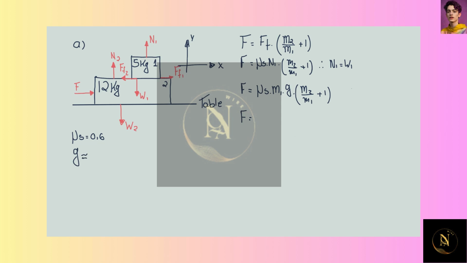Remembering that G is approximately 9.8 meters per second squared, we get that F is equal to 0.6 times 5 times 9.8 times 12 divided by 5 plus 1. And this gives a maximum force of approximately 100 newtons. So this is the answer for the first item. Now, to solve the second item, let me do a little change in the drawing and keep the result of the first item here. So 100 newtons.